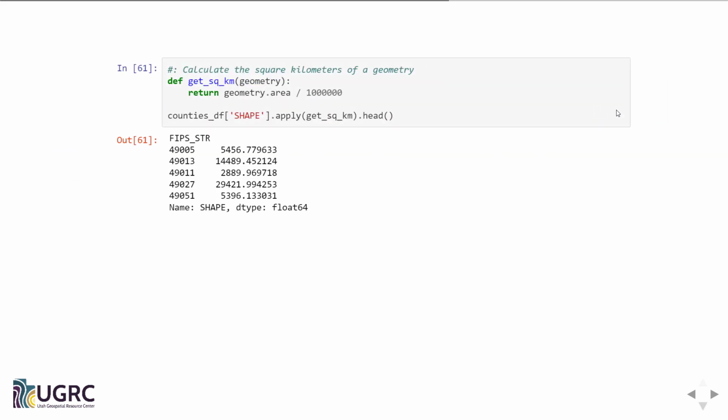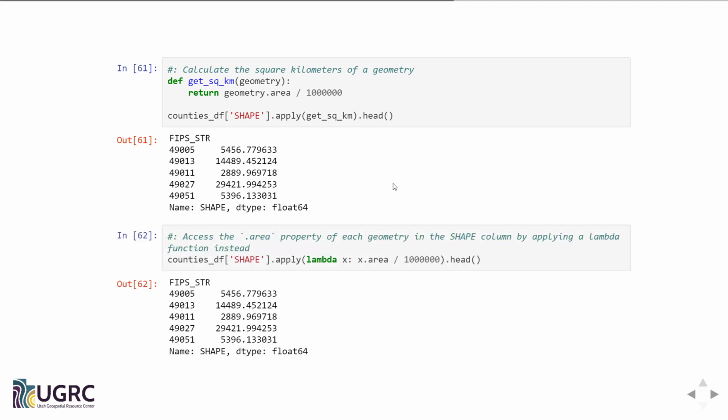So, for example, we could define our get square kilometers function. We pass it a geometry object and we return geometry area divided by 100,000. And then we pass that with apply to our shape field. This is how we get the area from our earlier example. But hey, we've got two or three lines of code there, and that might affect readability. There's more code to read, there's more code to debug. We want to be concise.